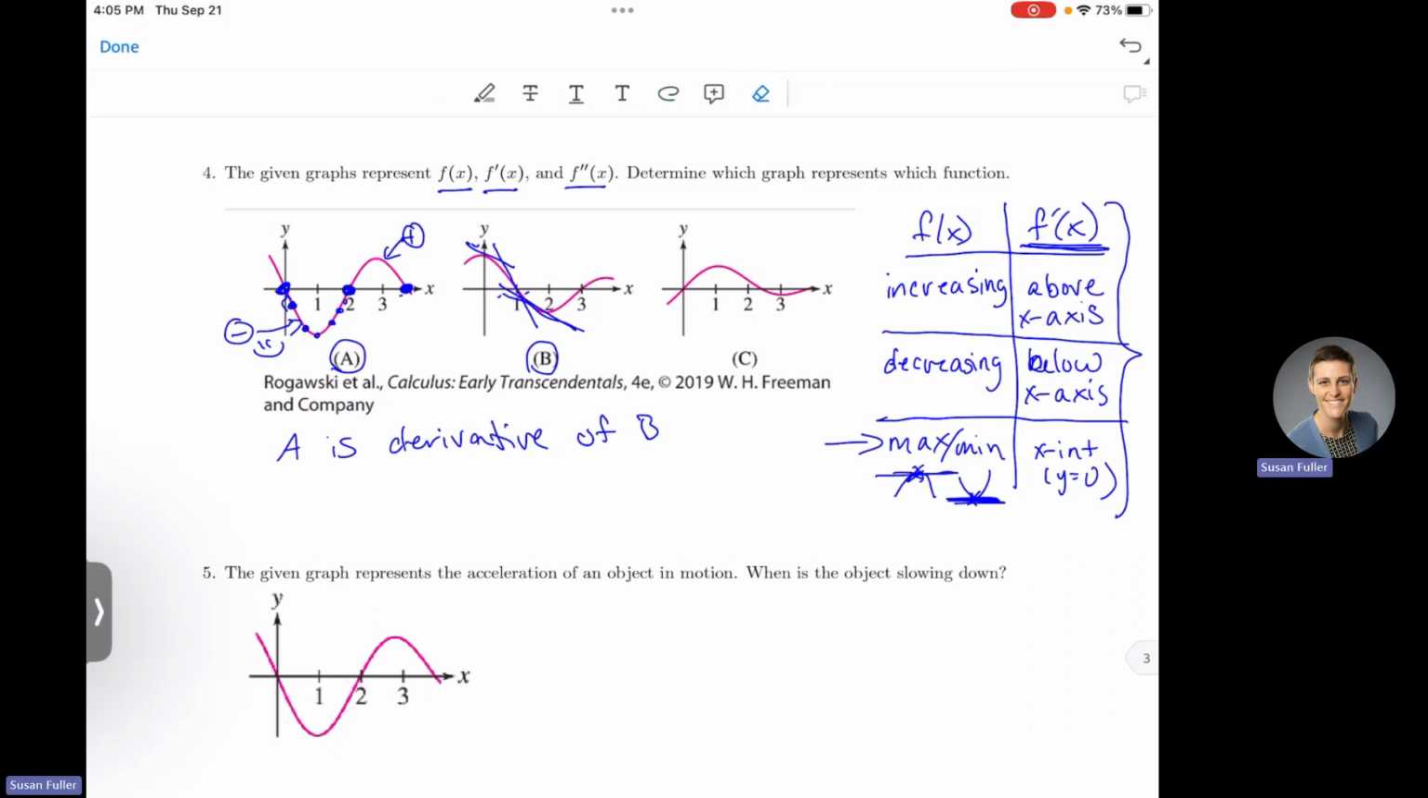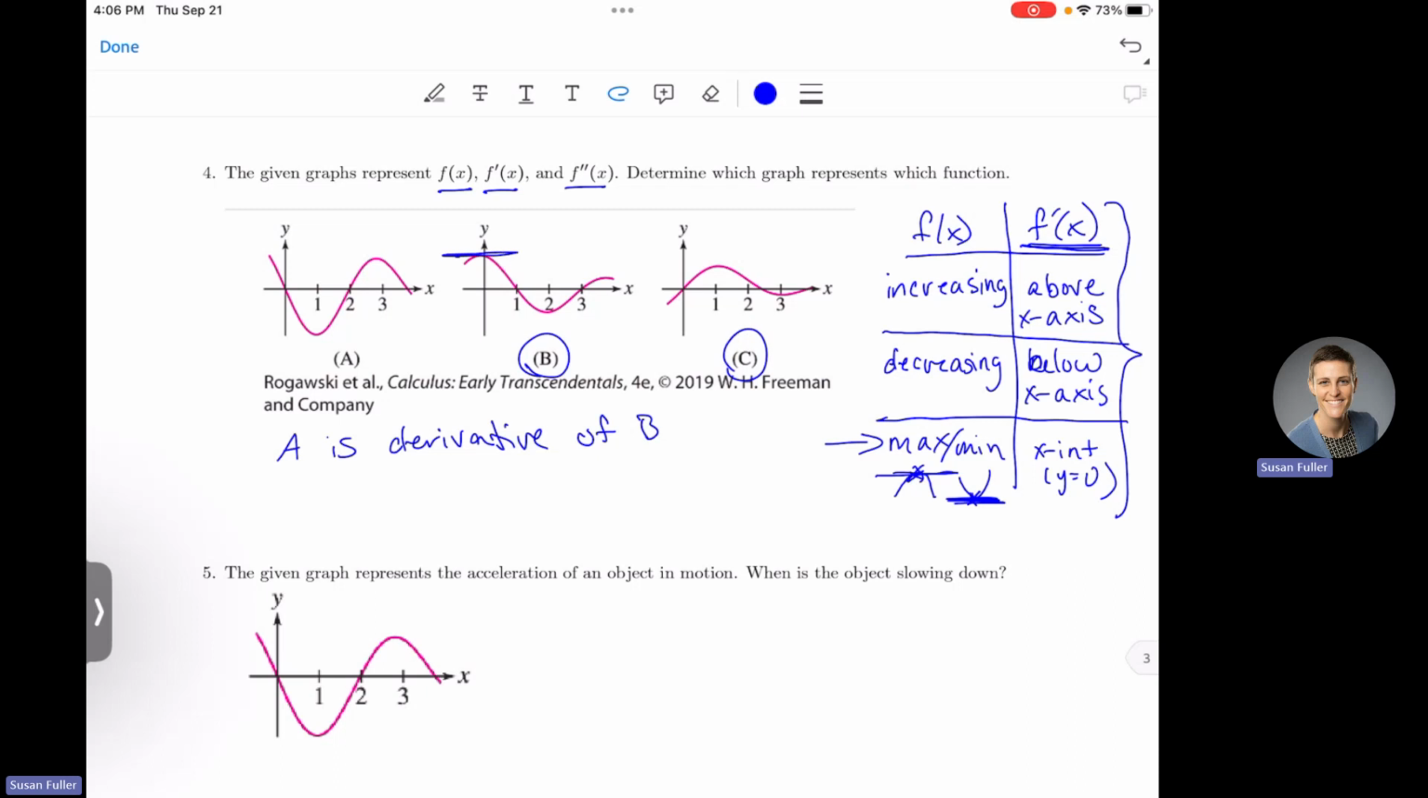Okay, great. So now that we know that A is the derivative of B, I don't know if B is the original and A is the first derivative, or if B is the first derivative and A is the second derivative. So we have a little bit more work to do. Let's look pairwise at a couple more. I'm just going to do B and C. I'm just going to pick two of them and see what we've got.